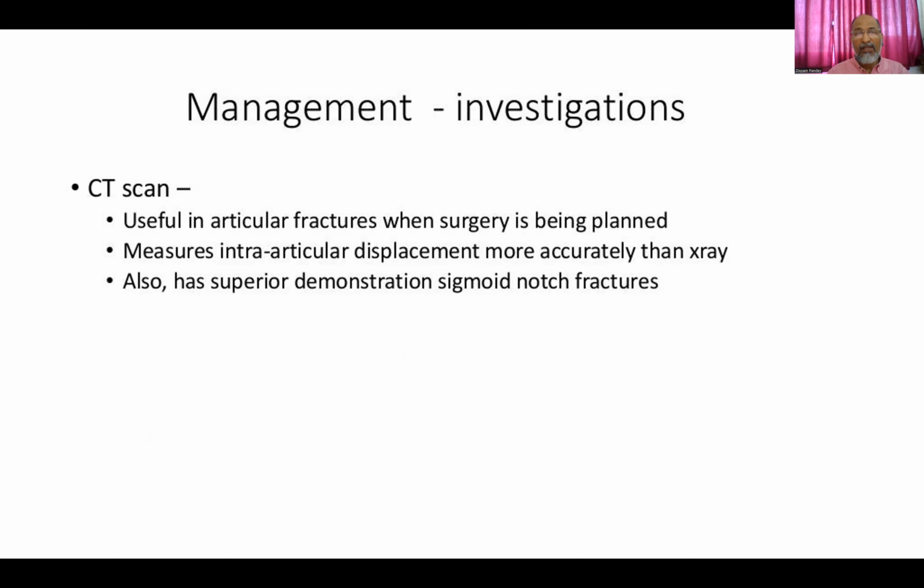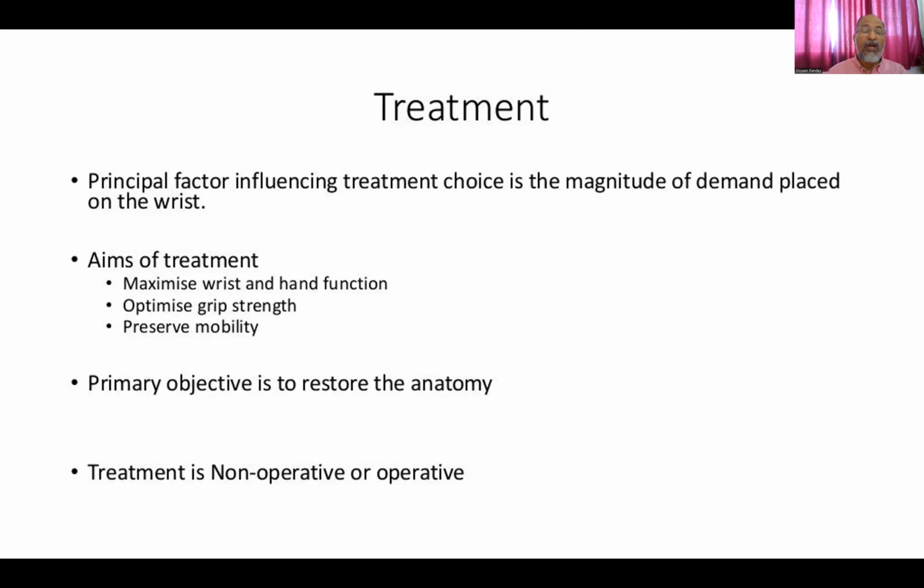The CT scan is useful in articular fractures when surgery is being planned. Means when you are going for an open reduction and internal fixation, then CT should be a must because it will tell you the intra-articular extensions and intra-articular fragments lying there. Then you can measure the intra-articular displacement more accurately on the CT than on the X-ray. And it also gives a superior demonstration of sigmoid notch fractures, which articulates with the head of the ulna.